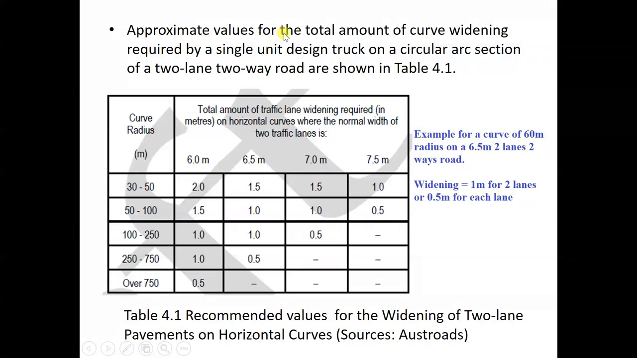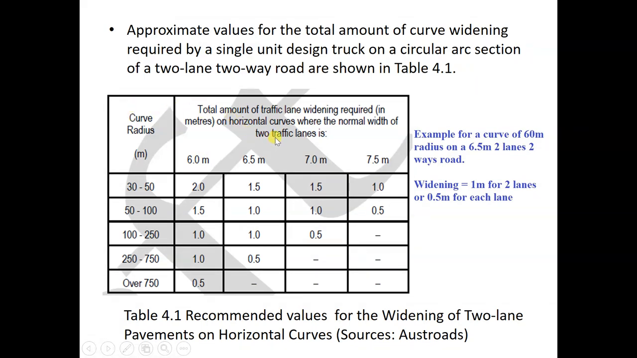Approximate values for the total amount of curve widening required by the single unit design truck on a circular arc section on two lanes are shown in this table below. The guidelines here give the curvature: 30 to 50, 50 to 100, 100 to 250, 250 to 750, and over 750. These are the curvature, and then the width of the road.